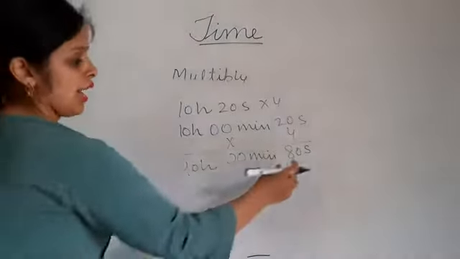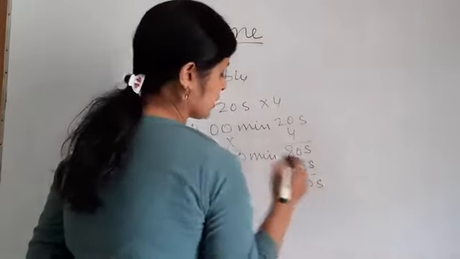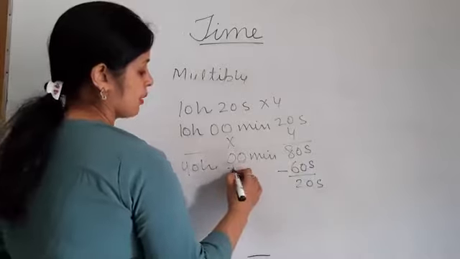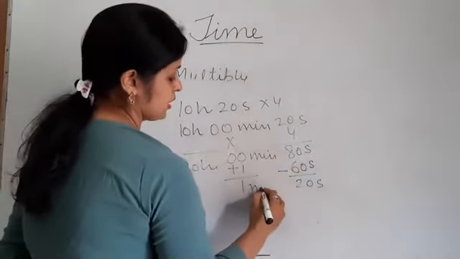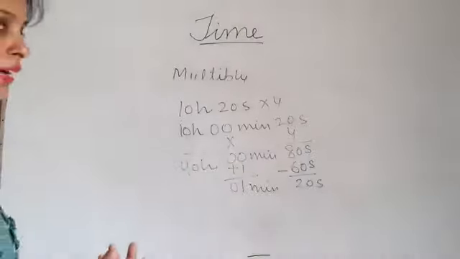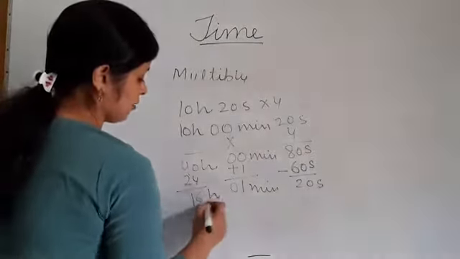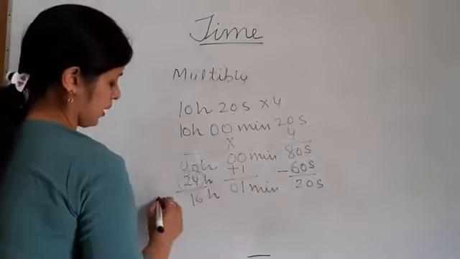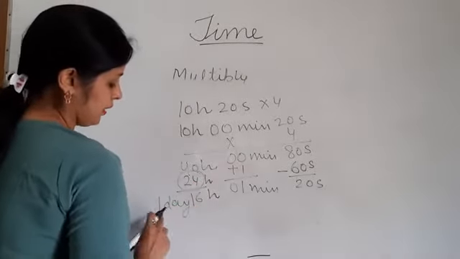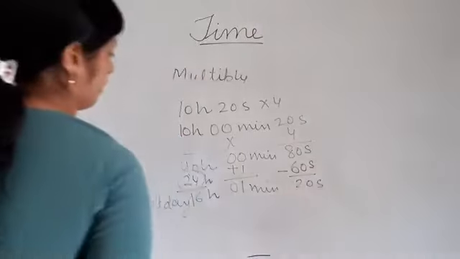Now again 80 seconds is more than 60 seconds, so it will become 20 seconds, and this 60 will be added on the minute side, so 1 minute and 40 hours. So obviously it is greater than 24, so I'll subtract 24 from here, giving 16 hours, and 24 hours will become 1 day. So my final answer is 1 day, 16 hours, 1 minute and 20 seconds.